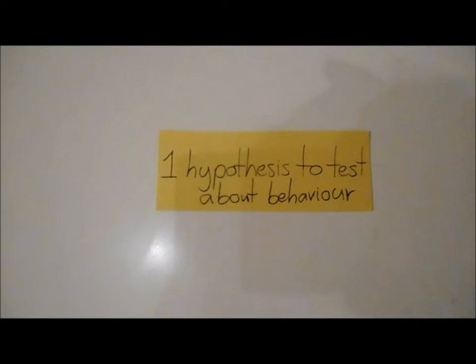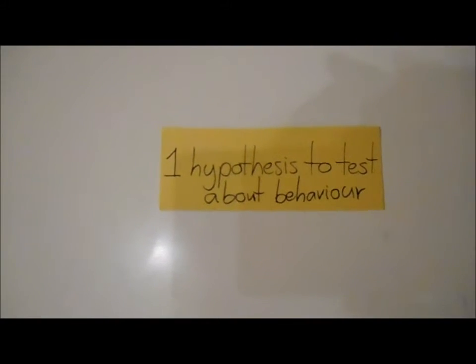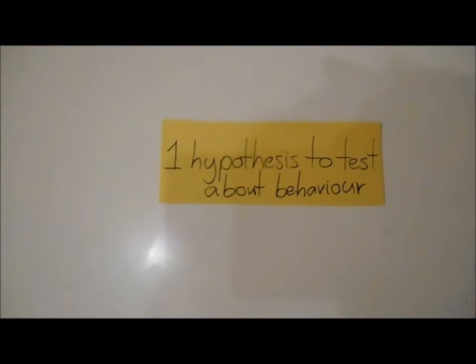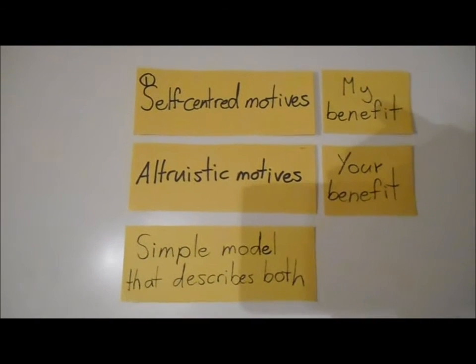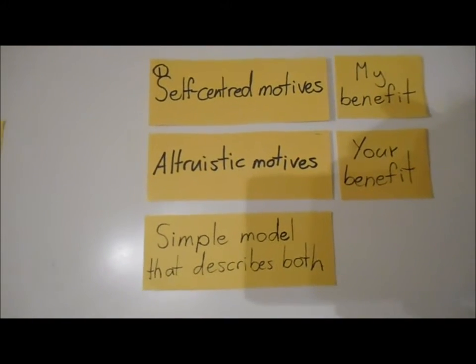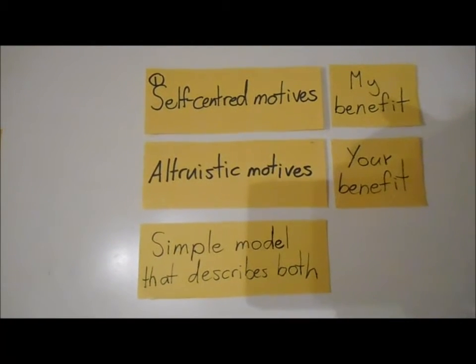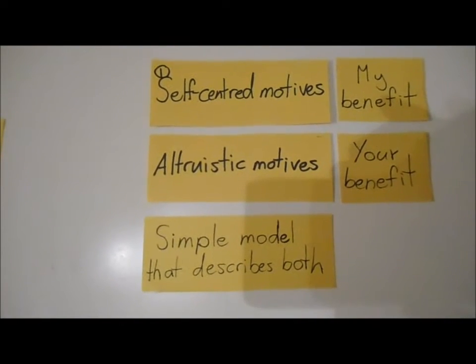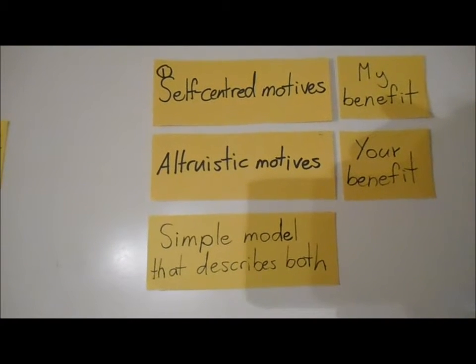Hello again. Here's another short video exploring one hypothesis to test about human behaviour. Now, we know that people can be self-centred and we know they can be altruistic. If you're self-centred, or if I'm self-centred, I try and maximise the benefits to me of the actions I take. If I'm altruistic, I try and maximise the benefits to you.